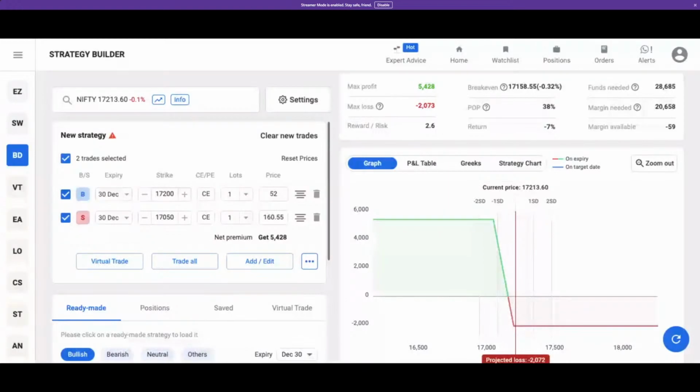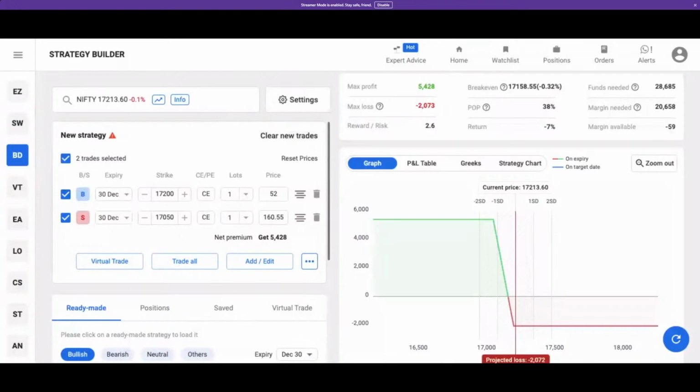Yeah, so fairly simple so far. Your max profit when you're implementing a credit spread is this, right? 160 minus 52 is around 110. Multiply that by your lot size. Your lot size in the case of Nifty is 50. So 110 into 50 should be 5,500, which is exactly what you can see here. I mean, not exactly, but you get the idea.